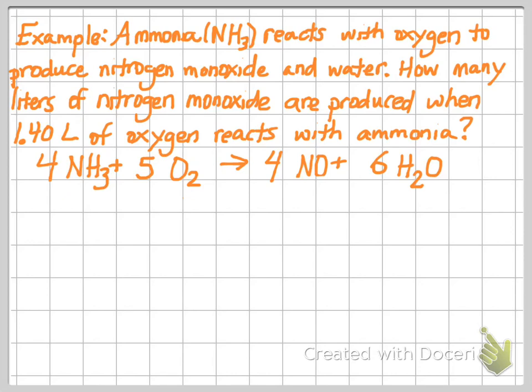So now we're ready to look at our problem, which was how many liters of nitrogen monoxide. I'm going to put question mark liters under nitrogen monoxide are produced when 1.40 liters of oxygen reacts with ammonia. This would be a volume problem, and it's asking me to convert 1.40 liters of oxygen into liters of nitrogen monoxide.